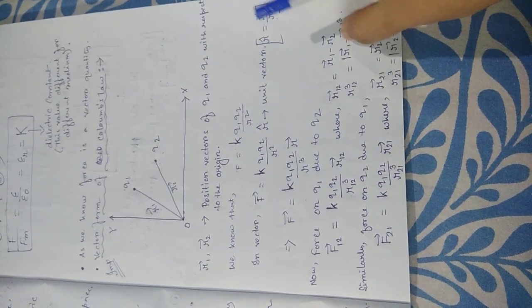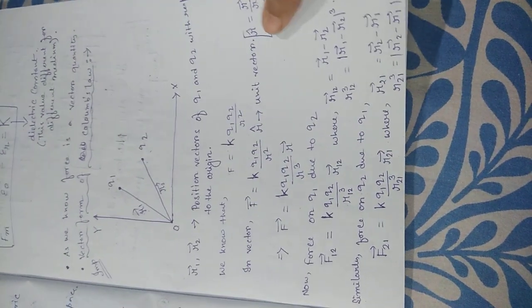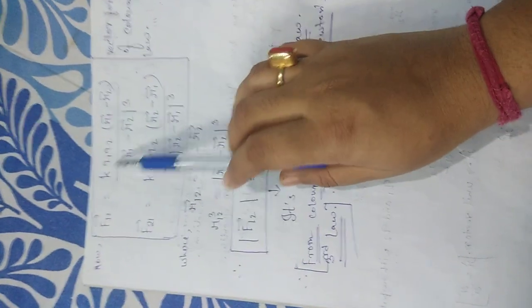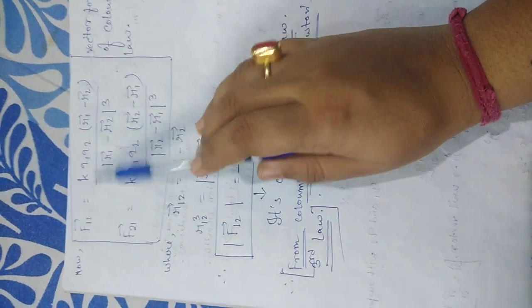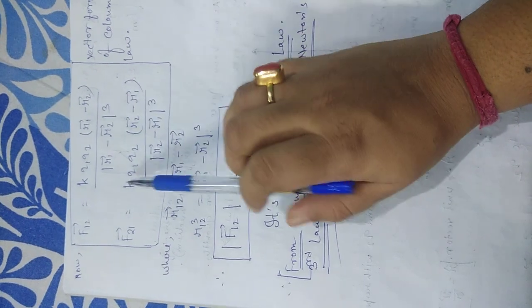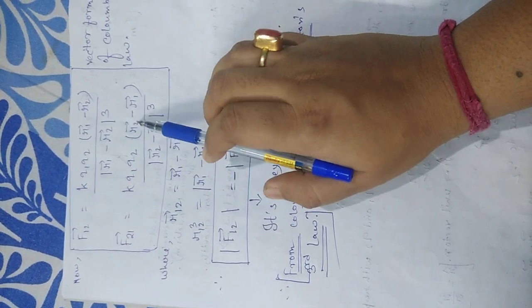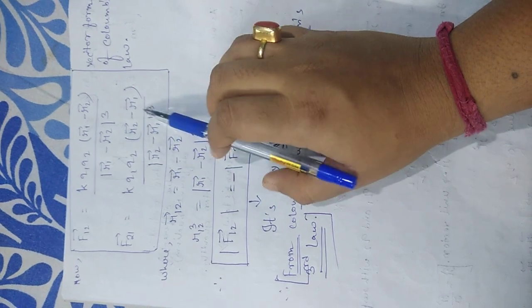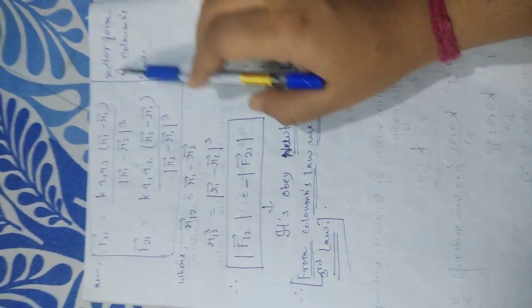Okay, so these two are the vector forms of Coulomb's law. Now in place of this r cube we write this form, and in place of this r vector we write r1 minus r2. So what we get, the final formula: F12 equals K Q1 Q2 (R1 minus R2) by mod of R1 minus R2 whole cube, and F21 equals K Q1 Q2 (R2 minus R1) by mod of R2 minus R1 whole cube. These are the vector forms of Coulomb's law.